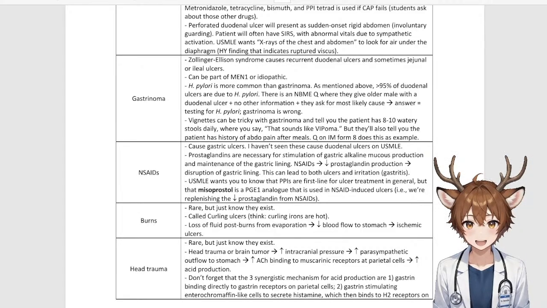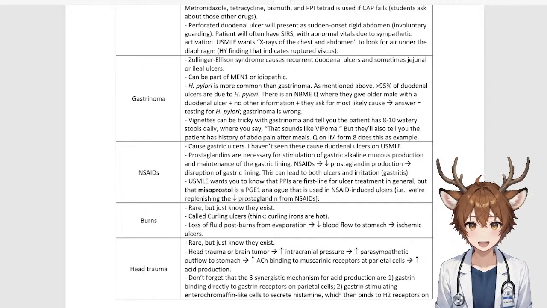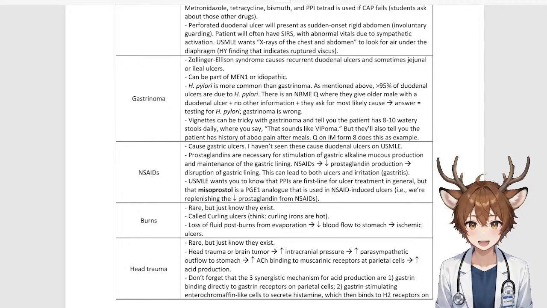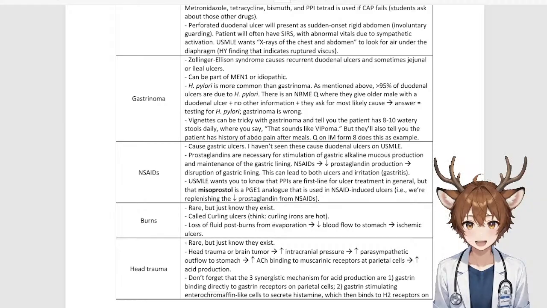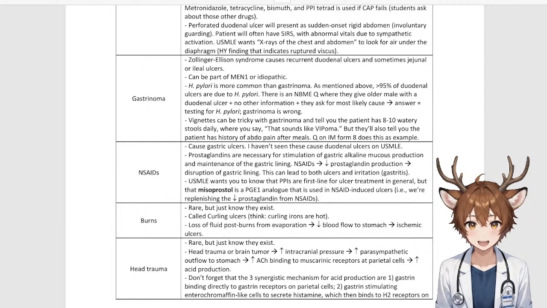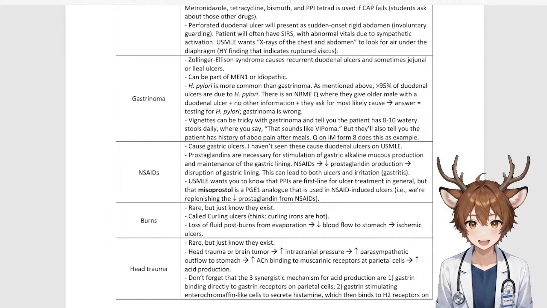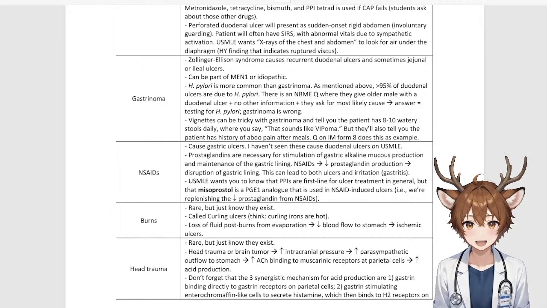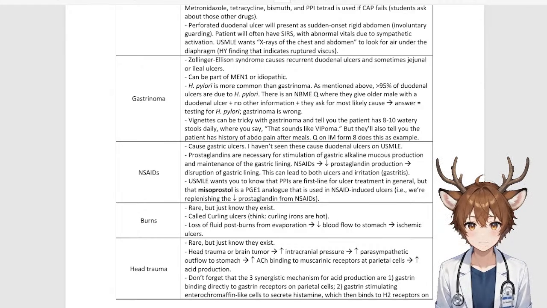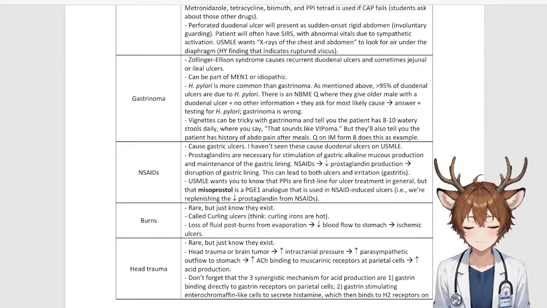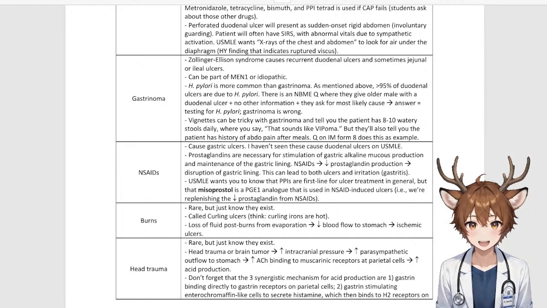USMLE wants you to know that PPIs are first line for ulcer treatment in general, but misoprostol is a PGE1 analog that is used in NSAID-induced ulcers, i.e. we're just replenishing the decreased prostaglandins from NSAIDs. So misoprostol is like a PGE1 analog. If you have low PGE1, or whatever prostaglandins might be involved, PGE1 being the one to be aware of as far as medical is concerned, that has a cytoprotective effect, but if that's deficient, you can give misoprostol to help with that situation.